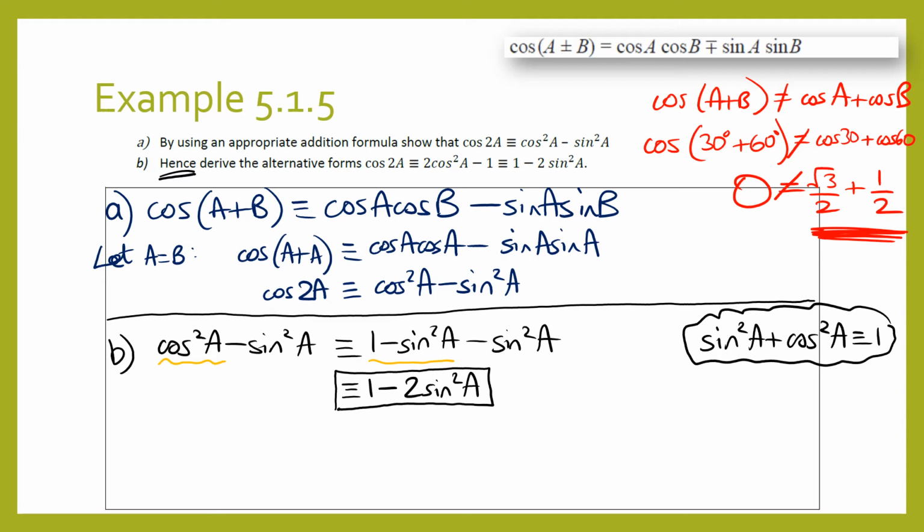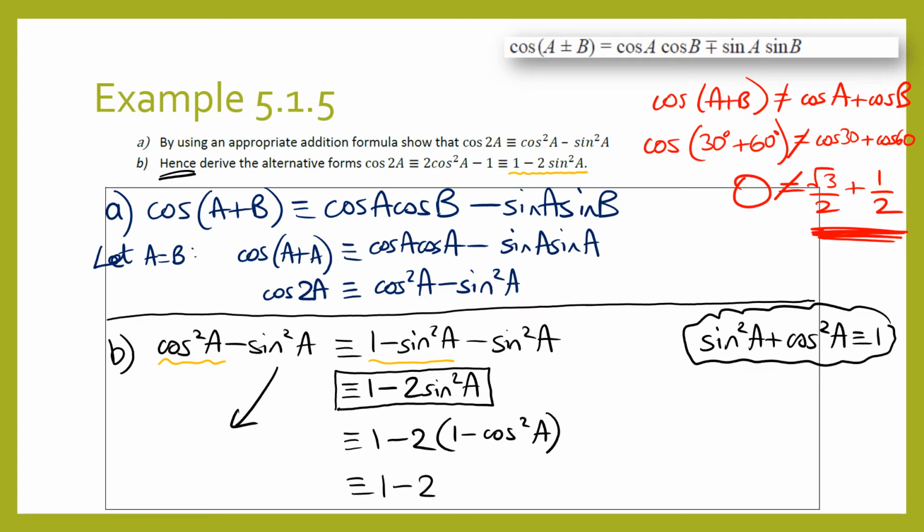So we've done the 1 minus 2 sine squared A version in the question. We now need to get the other version, 2 cos squared A take away 1. Well, we could go back to the start and replace sine squared A with 1 minus cos squared A. Or we could continue from where we finished here and replace this sine squared A with 1 minus cos squared A. So there's two options. I'm going to continue from where I finished, replacing this sine squared A with 1 minus cos squared A. You're welcome to go back to the start and do it the other way if you want to.